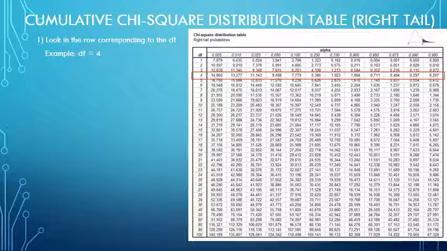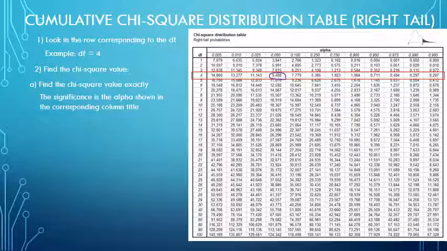Then you need to look for your chi-square value in that row. And it depends, and there are kind of like 4 different situations that you then actually might have. The first one might be that you find the exact chi-square value. So for example, if our chi-square value would have been 9.488, then we would have found 9.488. And then the significance will actually be the number corresponding to the alpha level on top, so that's going to be the 0.05 in this case.